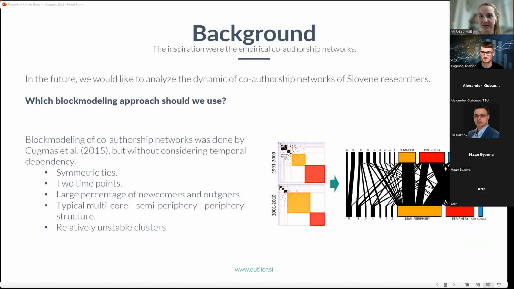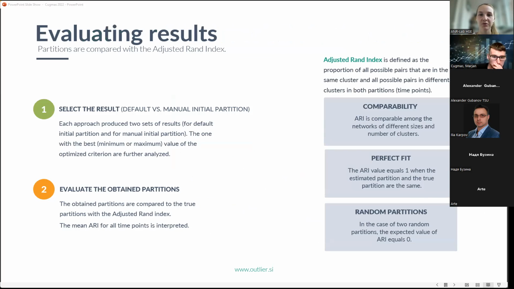I also wanted to ask you a question. You said that we can choose one or another method of block modeling, considering the stability that we expect in our network. How can we know about the stability, how stable it is? Because usually it's a kind of research question: is this community stable or not stable? So do you use any other methods to first look at the data and understand if it is stable or not?